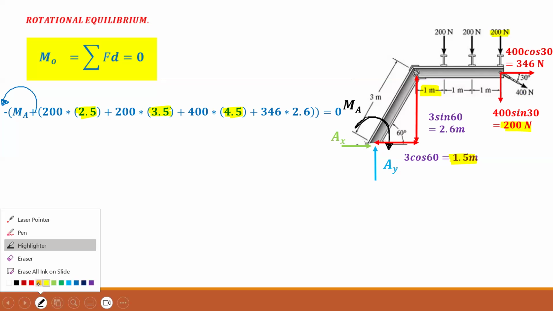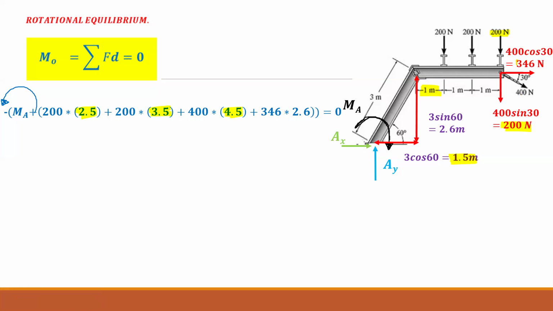And this horizontal force, that one is 346. That is 400 cos 30 times 2.6. That is this one. So everything is here. So I think this answer should be right, which is 3,900. Do you get it or not?